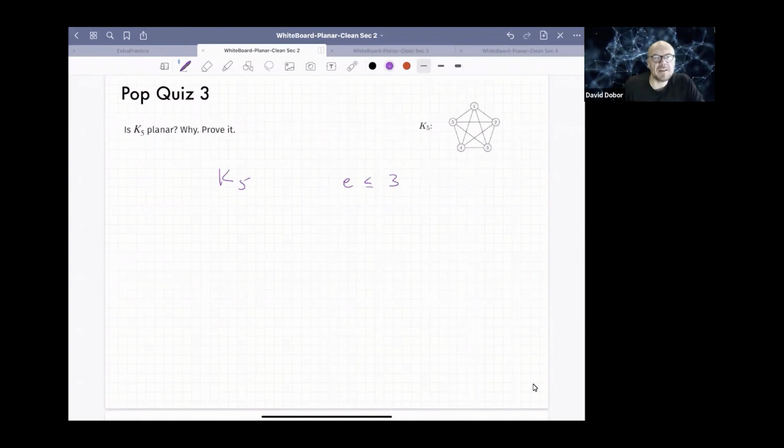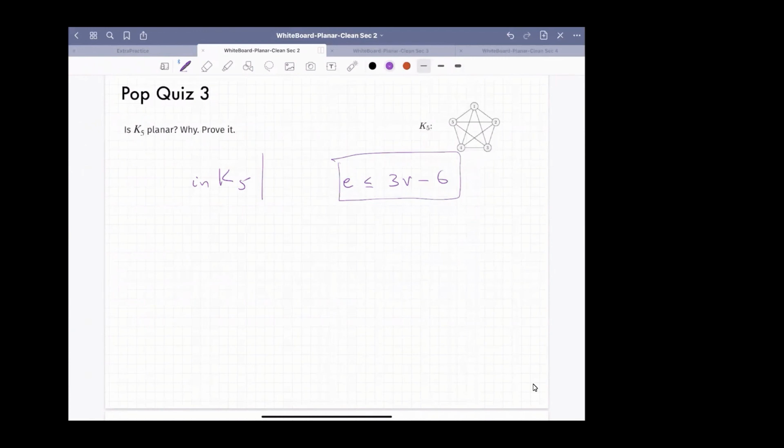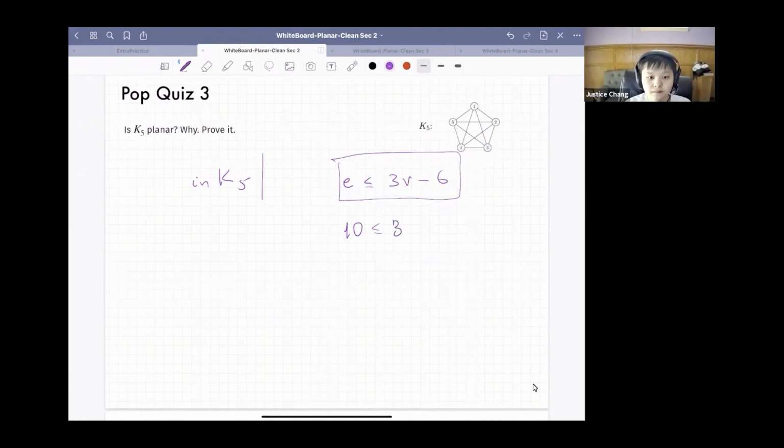If a graph is planar, then the number of edges must be this. How many edges in K5? Didn't we just prove it? So people agree that I've just proved this, right? So how many edges do I have? It is 10 edges. And how many vertices do I have? 5.